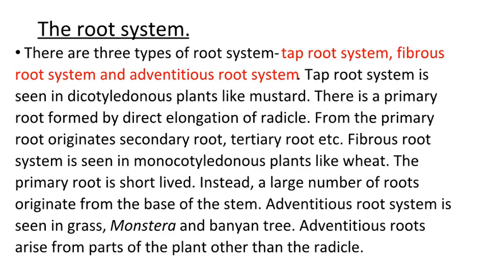Fibrous root system is seen in monocotyledonous plants like wheat. The primary root is short-lived. Instead, a large number of roots originate from the base of the stem. Adventitious root system is seen in grass, monstera, and banyan tree. Adventitious roots arise from parts of the plant other than the radicle.